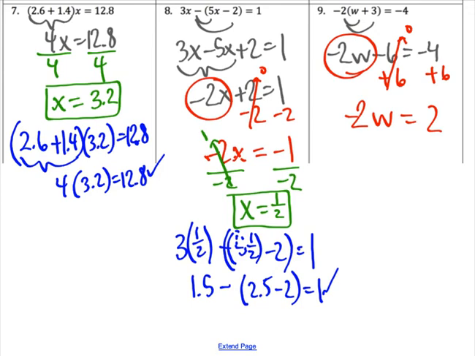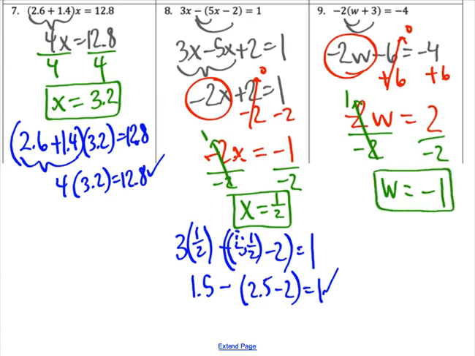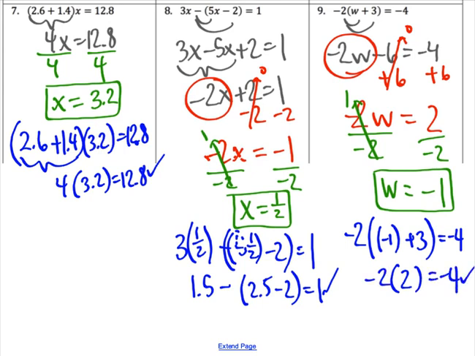Next, we need to make the coefficient of the variable term 1. We can get rid of the negative 2 by dividing by negative 2. And that makes 1w. 2 divided by negative 2 is negative 1. So we get an answer of negative 1. Next, we check that solution. Negative 2 times w plus 3 equals negative 4. Plugged in negative 1 for w. Negative 1 plus 3 is 2. So this is negative 2 times 2 is negative 4, and that does check out. That's correct.